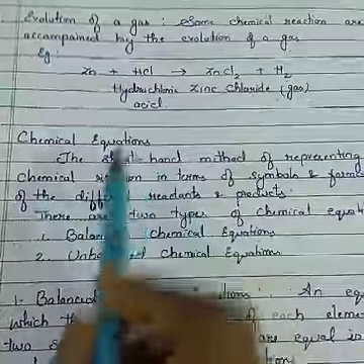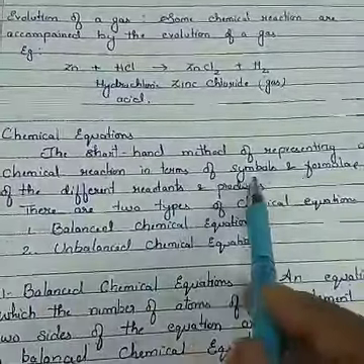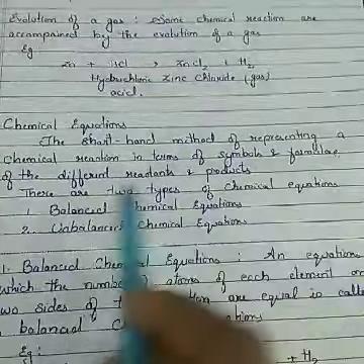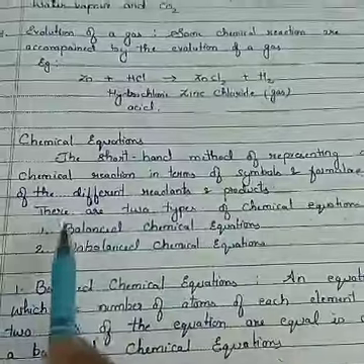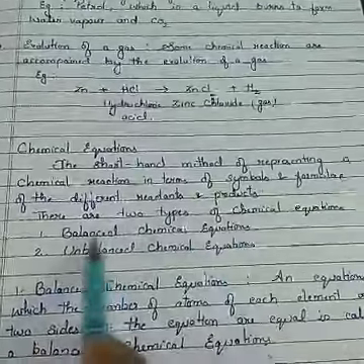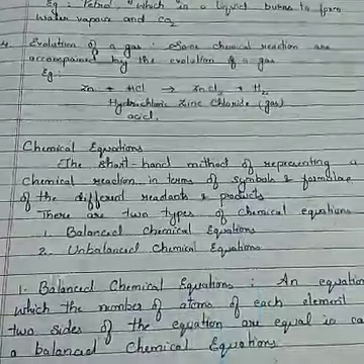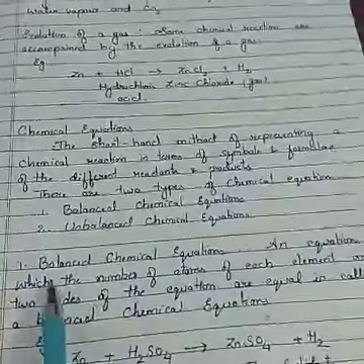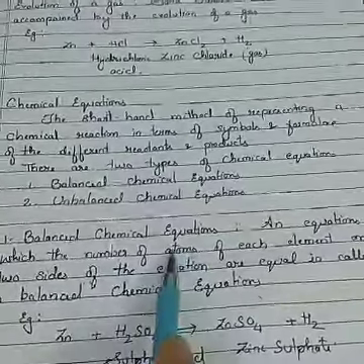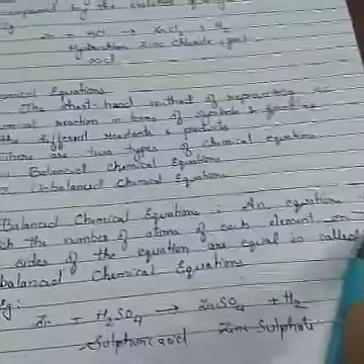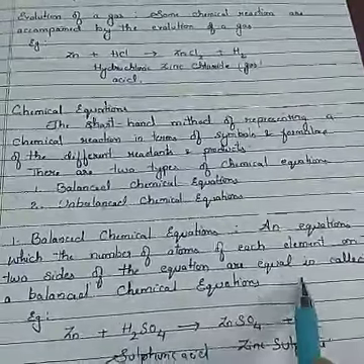Chemical equation. The shorthand method of representing a chemical reaction in terms of symbols and formulas of different reactants and products. They are of two types: balanced chemical equation and unbalanced chemical equation. Now, what is a balanced chemical equation? An equation in which the number of atoms of each element on the two sides of the equation are equal.